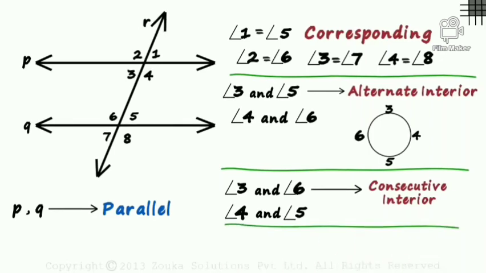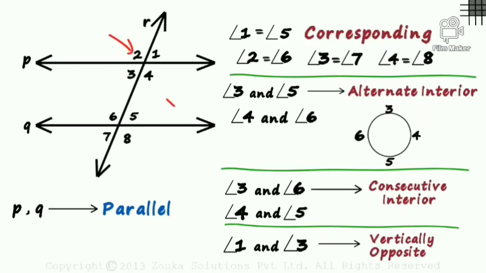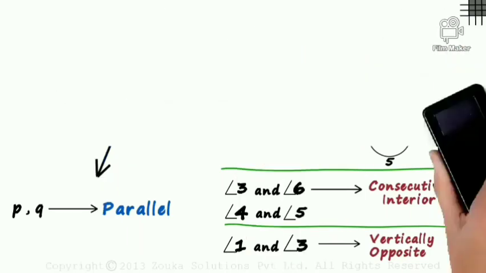Okay, finally, one more kind of angles will be there. What are those? Vertically opposite angles. You have already learnt this concept in pairs of angles. Once again, I will remind you. Here, angle 1 and angle 3 we can call vertically opposite angles. Similarly, angle 2 and angle 4, angle 5 and 7, angle 6 and angle 8. So those four pairs of angles are called vertically opposite angles. So these are the different kinds of angles formed by the transversal when it intersects the parallel lines.